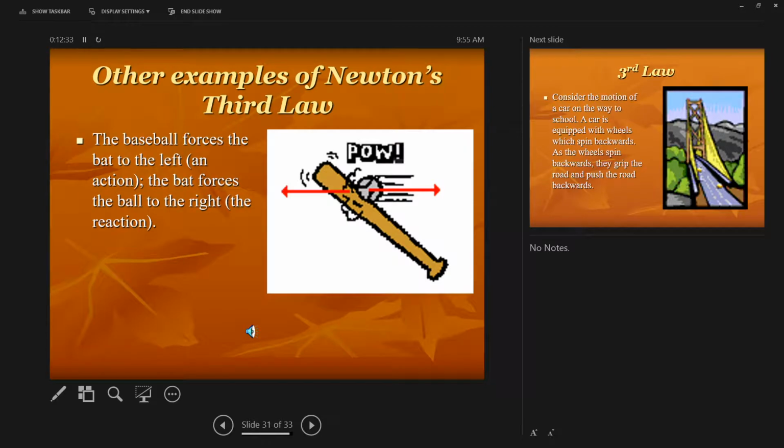Here's another example. The baseball forces the bat to the left. The bat forces the ball to the right. When a ball comes and hits the bat, the bat is stationary and the ball hits it, and the bat is going to exert a force on the baseball, and it goes forward.